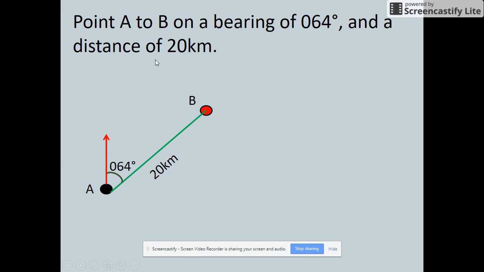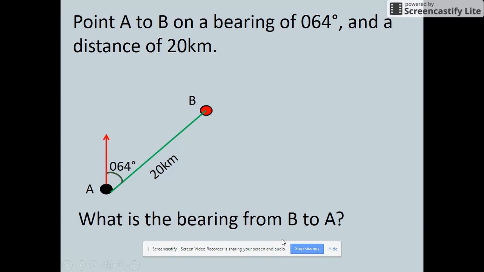Point A to point B at a distance of 20. What is the bearing from B to point A? Okay, so now we're going to go the other way around. So let's look at this. Well, we're going to start with our due north. So in order to go in that direction, we're going to go all the way around. So that would be 224 degrees. Okay, and then you're obviously going to go down 20 kilometers to get you to point A.